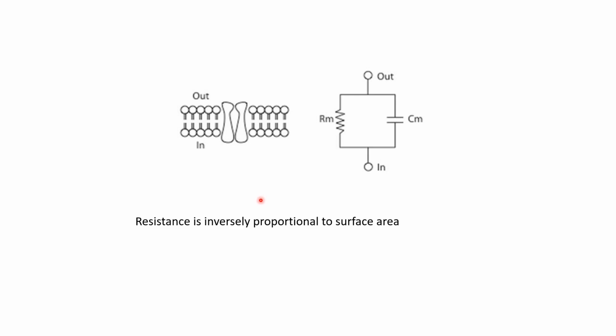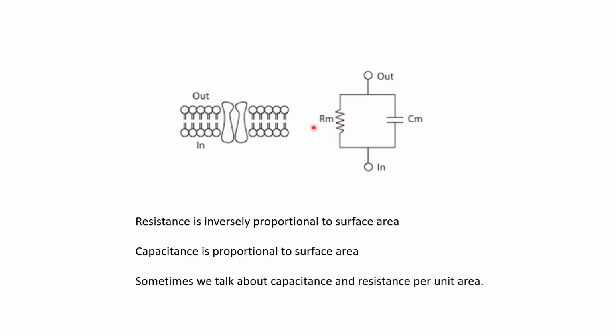Now let's see how the capacitance would depend on the surface area. We can imagine that if the surface area is large, then there will be more area for accumulating the charge. So the capacitance will increase with the surface area. And sometimes we can consider that the neuronal membrane is uniform throughout. In that case, we can talk of the resistance per unit area and capacitance per unit area. So Rm and Cm values can refer to the resistance and capacitance values per unit area of the membrane.